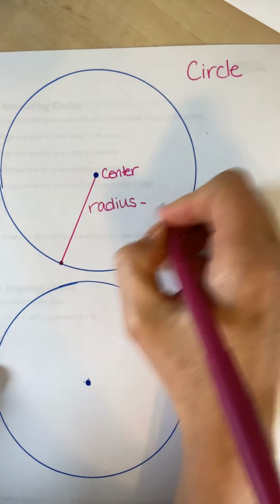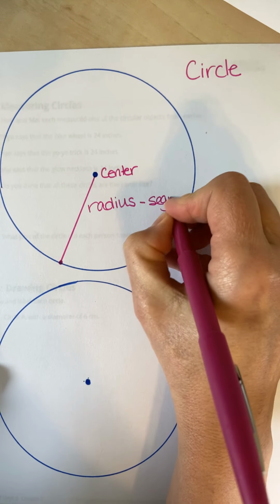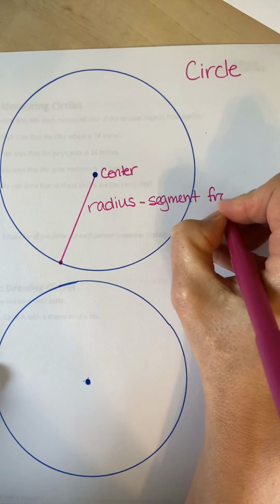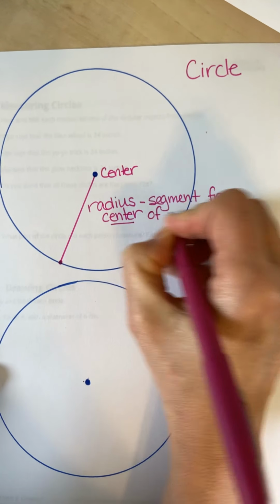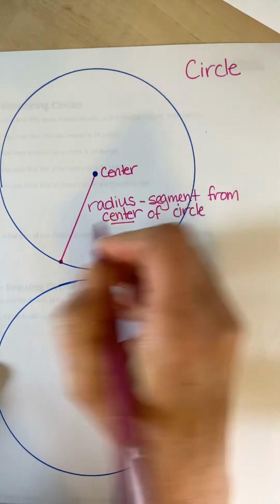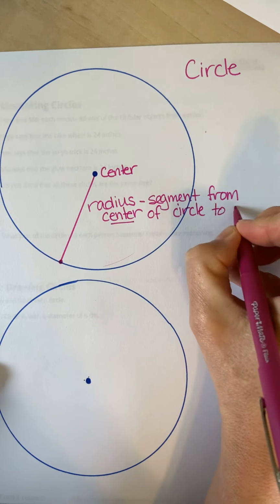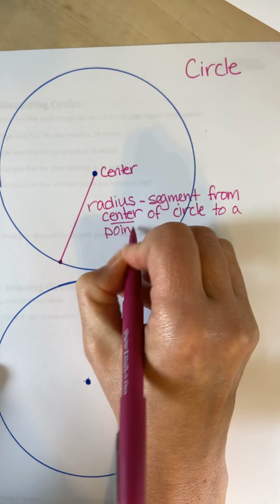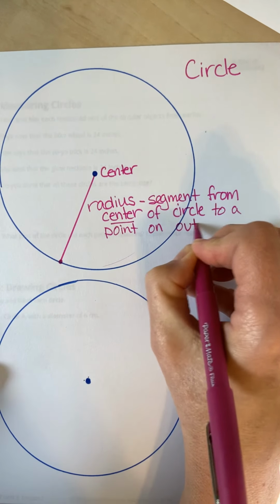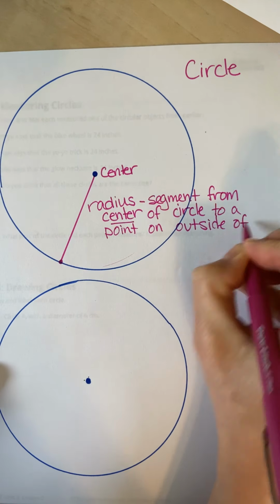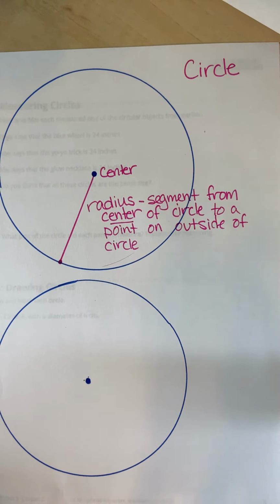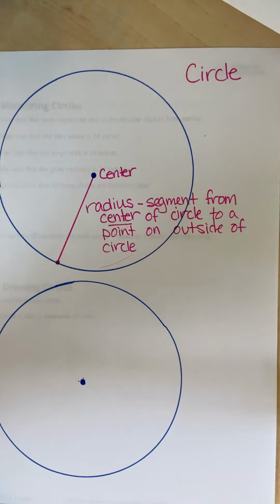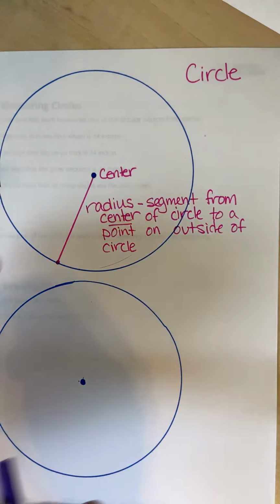So it is a line segment from the center of the circle. That's important. To a point on the outside of the circle. Okay, my notes, you can follow along and do some notes with me, which would be a great idea because the more you write it, the more you're going to learn it. But I'm going to attach these notes as well because these are not in your book. Okay? All right, so that's the radius.